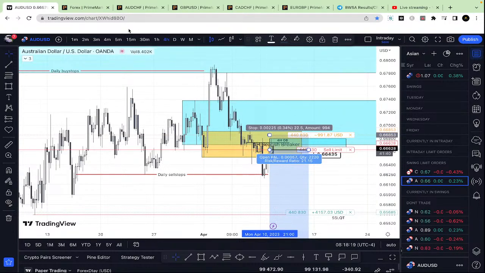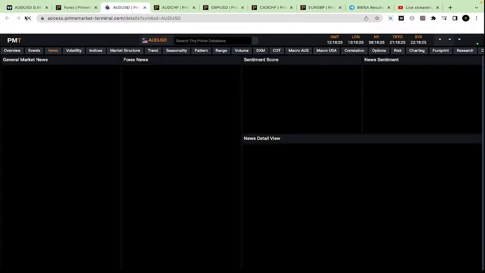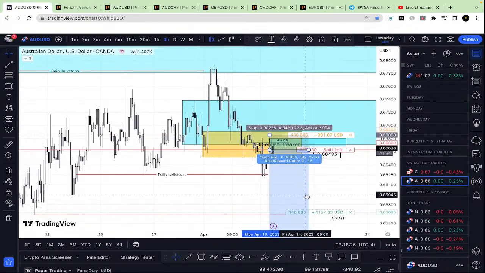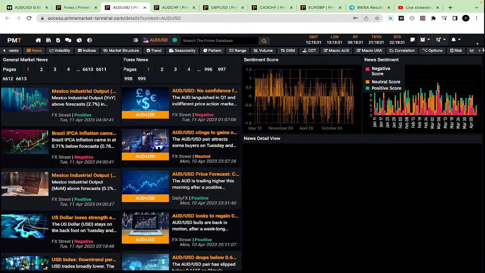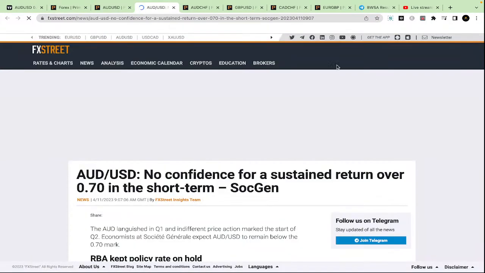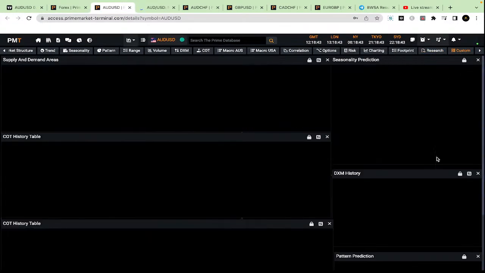Let's go AUD USD real quick. There's one step that I did forget on AUD USD. I like to have this for confluence and context. Let's go to, I'm going to read that real quick and open it up in a new tab for AUD USD. And we're going to go custom here real quick.